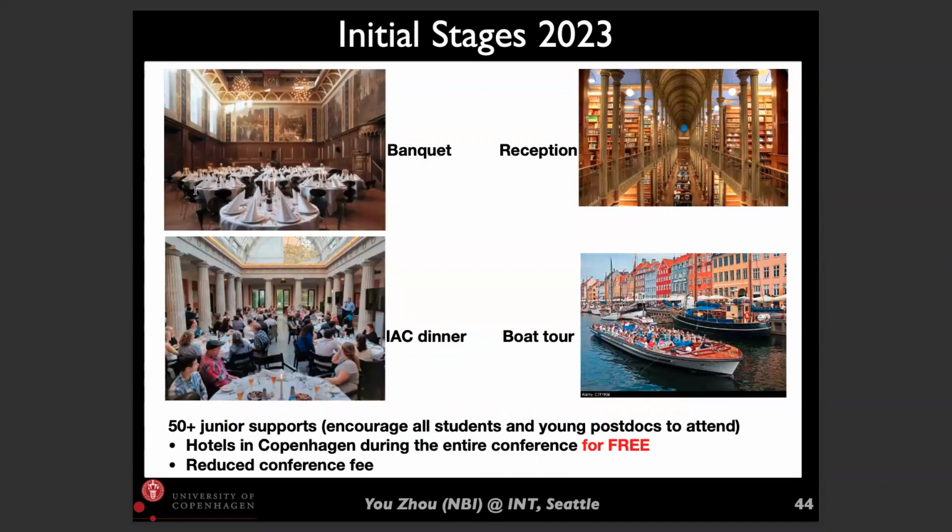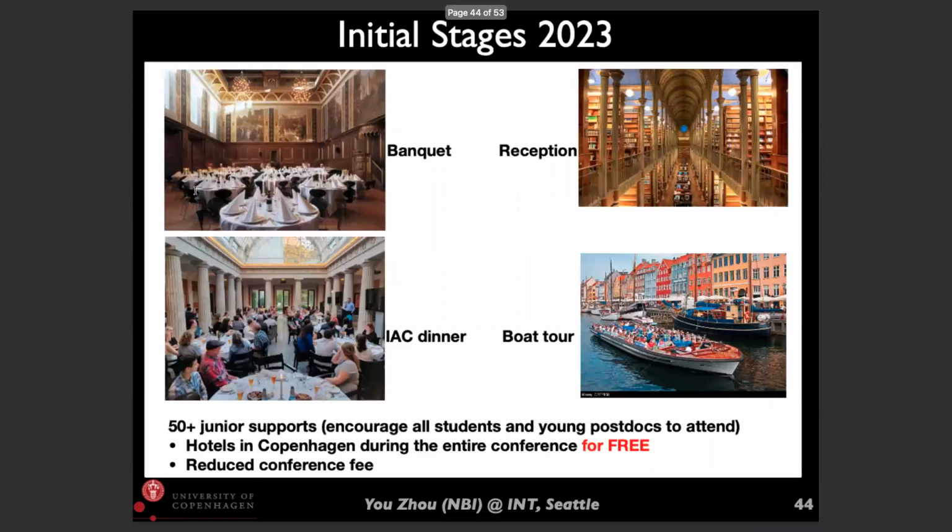Just to show you why it is attractive. We will have a fantastic banquet without charging much. Actually, all included in the conference fee. And receptions and dinners and the boat trip in the Copenhagen tunnel are all included. And in particular, we want to welcome more students and young postdocs to join. And we promise at least 50 and maybe above junior support. So living in Copenhagen normally is very expensive, but we will make sure to cover the entire cost during the conference period for free.